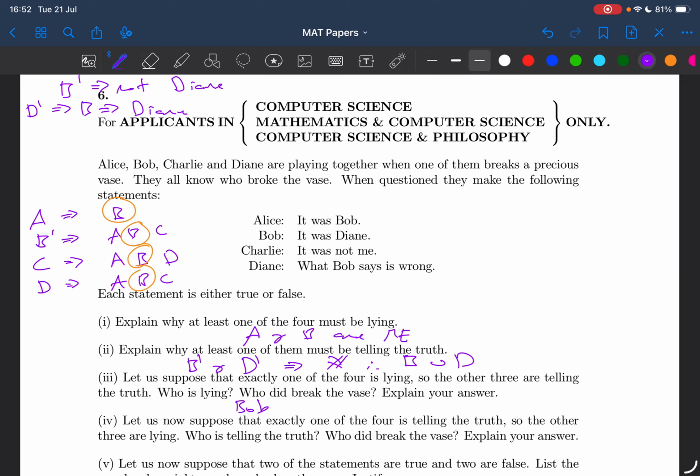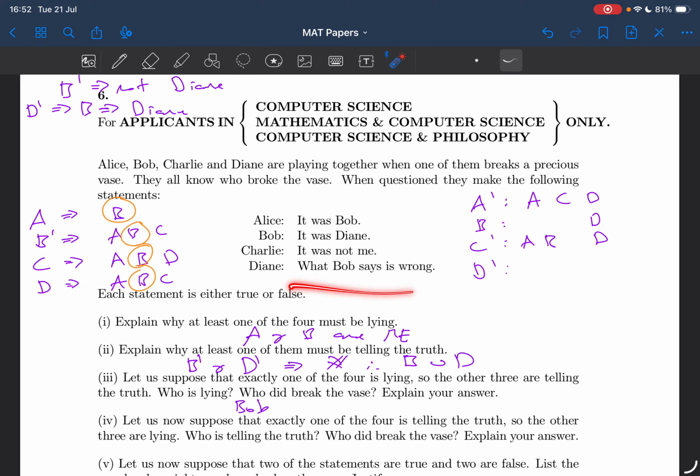Let's look at Bob telling the truth then. And Alice and everyone else lying. So Alice tells a lie. It was Bob. No, it wasn't. It must have been either Alice, Charlie, or Diane. Bob's telling the truth. It must be Diane. Charlie, it wasn't me. So it must have been either Alice, Bob, or Diane. What Bob says is wrong. It was Diane. But she is lying now. So what Bob says is true. It was Diane. And in this case, everything tells us it's Diane.